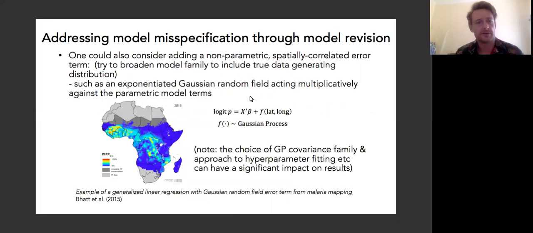The other thing we could do is to consider adding a non-parametric spatially correlated error term, for example. So to say that all the things that aren't modeled with our smooth galaxy image come from some non-parametric distribution, which might be like a Gaussian random field. And this is an approach that we use quite a bit in disease mapping. I couldn't in the time I had find an astronomical example of this, but I suspect that there are a lot of examples in astronomy that I haven't seen, which follow this process of adding some type of non-parametric noise term.